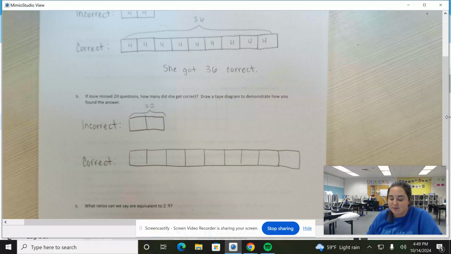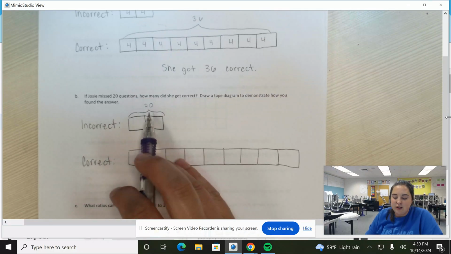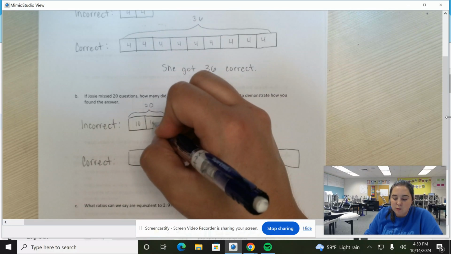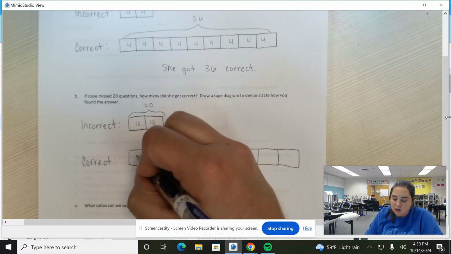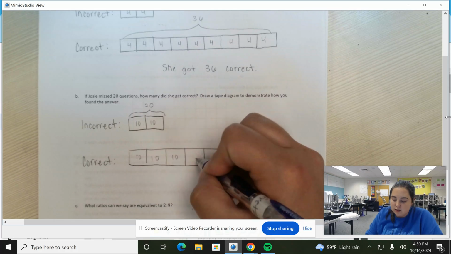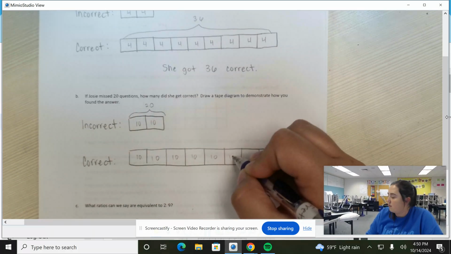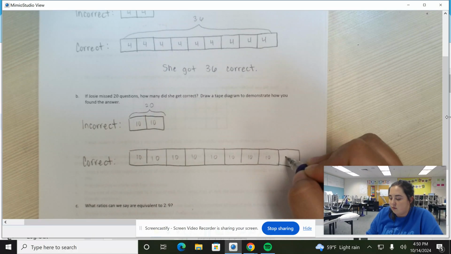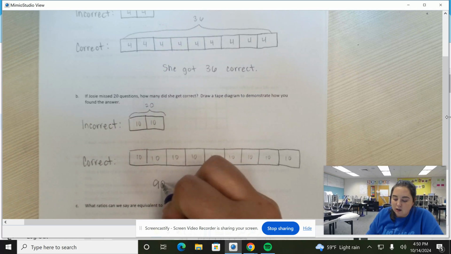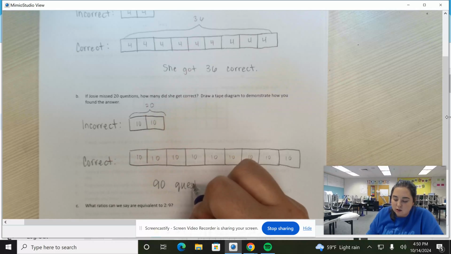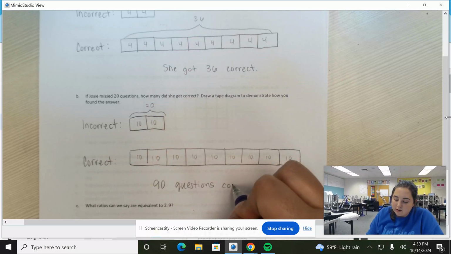Pause it a second. So again, if this is 20, each one of these would be 10. If each one of these is 10, each one of these units is 10. How many questions did she get correct? 10, 20, 30, 40, 50, 60, 70, 80, 90 questions correct.